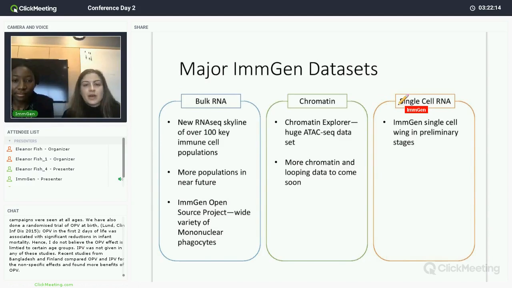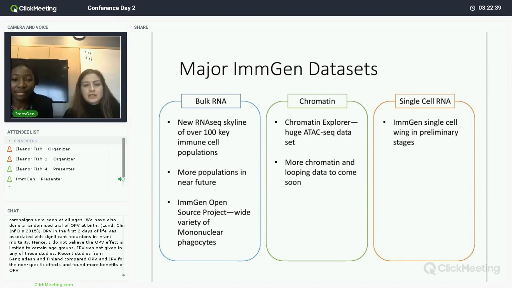So right now we have a brand new RNA-seq expression skyline, which Kumba will demo in just a few minutes, with over 100 key immune cell populations. We just launched this, we're really excited about it, and it's a great resource. More populations are going to be added to this browser in the near future, so stay tuned for that.